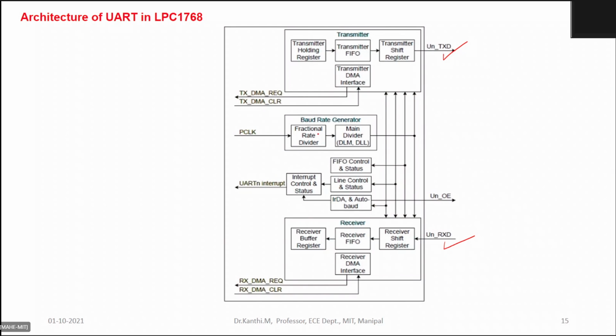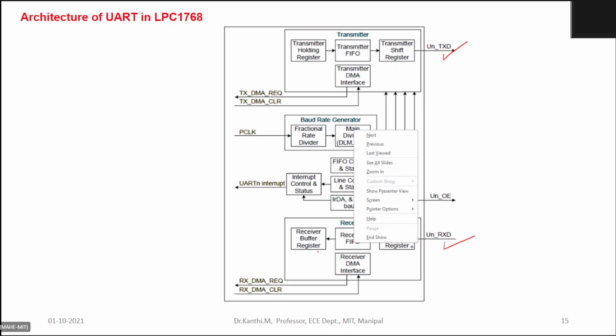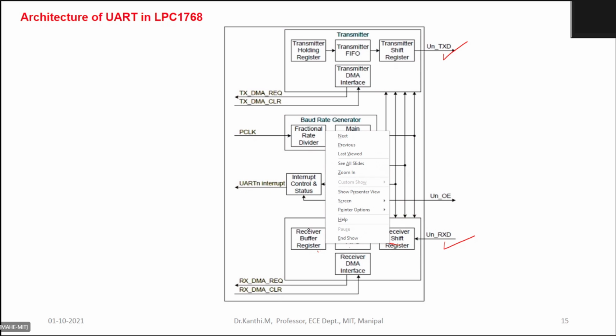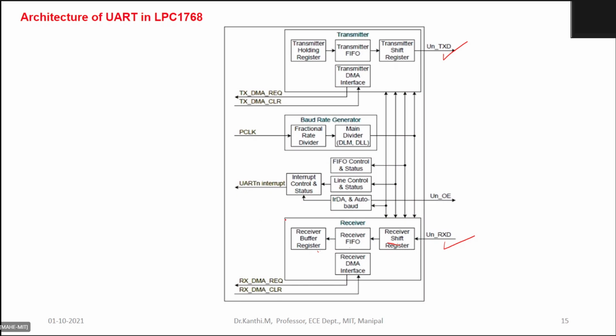So bit by bit it gets shifted, and you have a transmitter DMA interface so that you can handle bulk data. Then, in exactly a similar manner, we have a receiver buffer register and receiver FIFO. The data which you receive through your shift register is loaded in the receiver buffer, and you extract it through the buffer register and the FIFO, and there is a DMA interface. The DMA interface is connected to your DMA request and DMA clear.